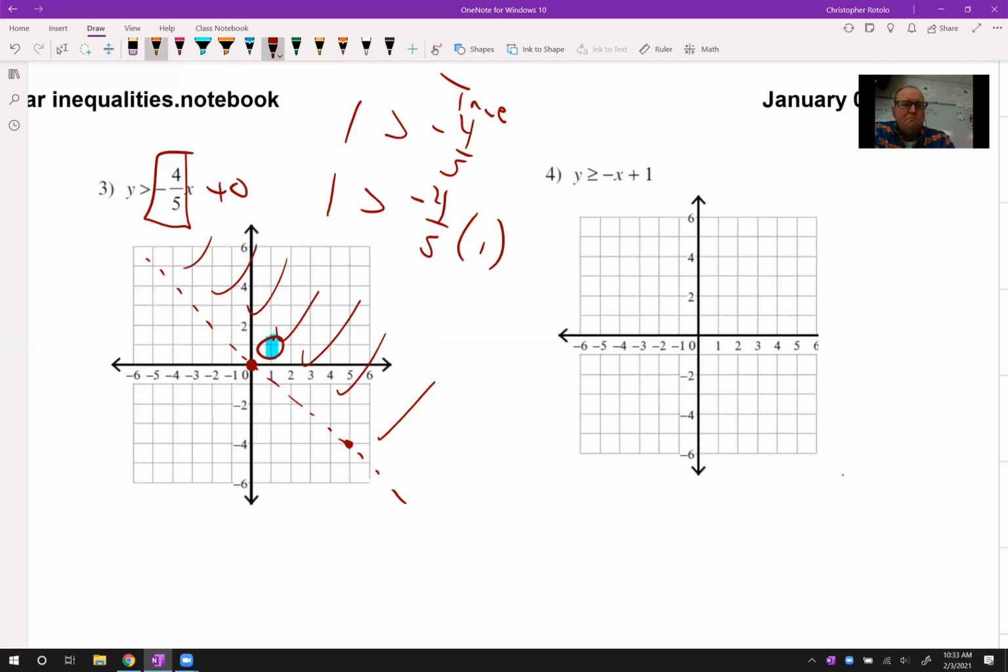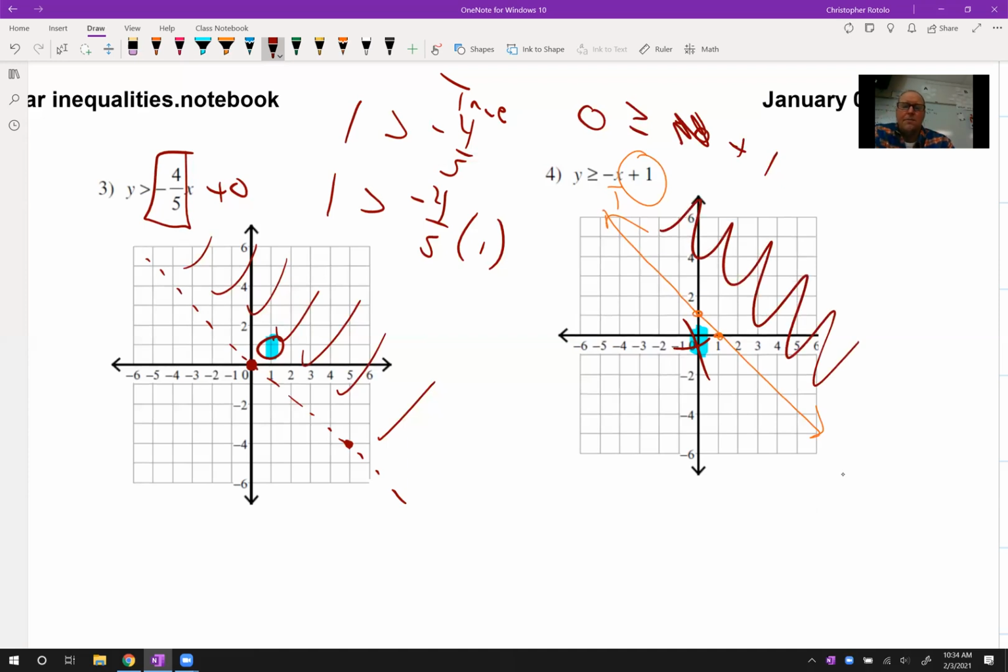Okay, we got plus 1. Here we go, plus 1. The slope is negative 1 over 1. It has a solid line, so I'm going to draw a solid line. There it is. I can go back to my 0, 0. So is 0 greater than or equal to negative 0 plus 1, negative 0? That's just 0. Is 0 greater than 1? No, cross it out. Shade the other side.